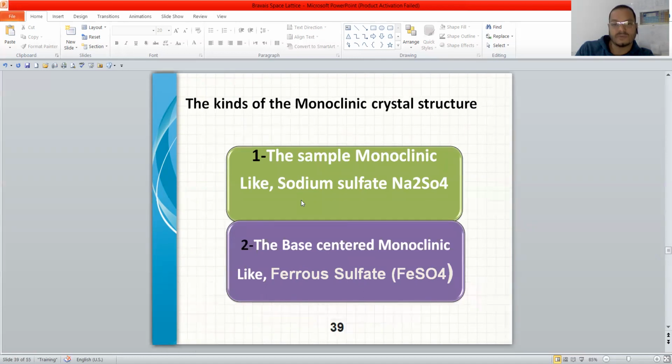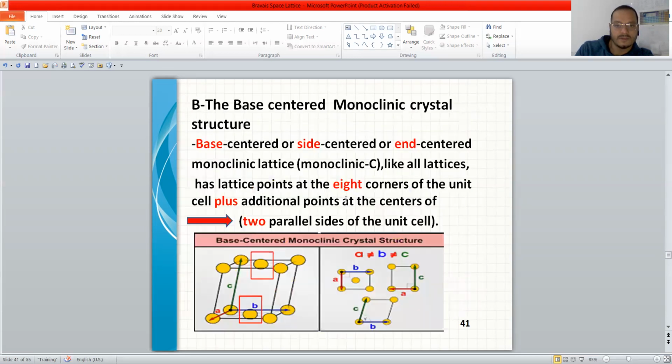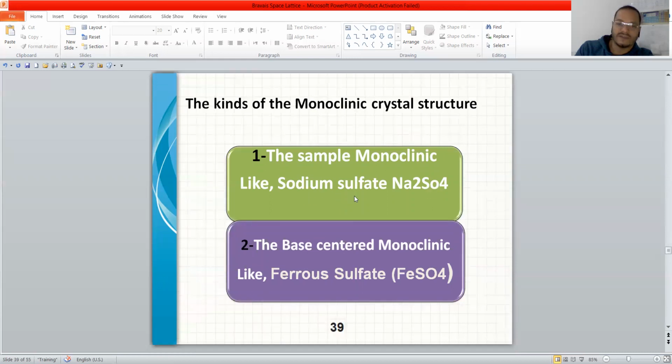Let's talk about the simple monoclinic. Here, this image can illustrate the difference. Here, alpha and gamma equal 90 degrees, but beta doesn't equal 90 degrees. Why? Because, like we said, it is not perpendicular to B or C. A good example is sodium sulfide.